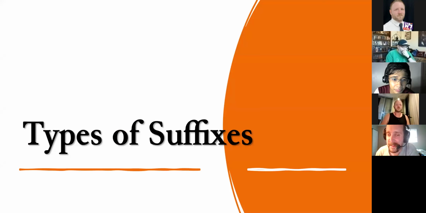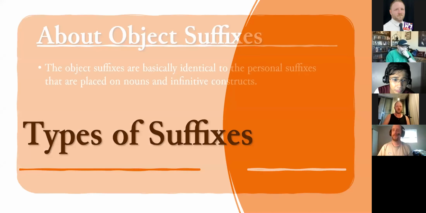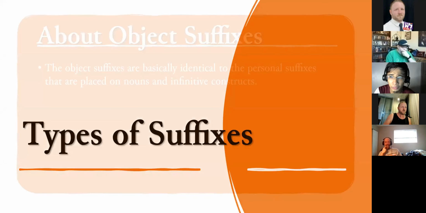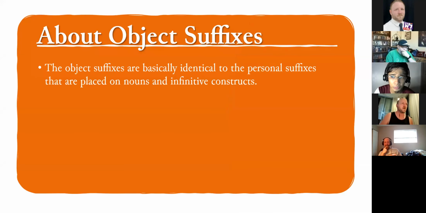First of all, the types of suffixes that we might encounter in Hebrew. Okay, we can ignore what I said about types of suffixes. So, object suffixes, that's the type that we're looking at today. Object suffixes are basically identical to the personal suffixes that are placed on nouns and infinitive constructs. We've looked at the suffixes we put on nouns for possession.